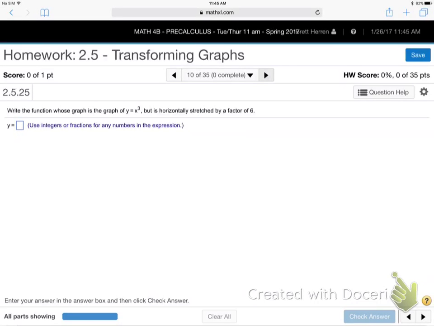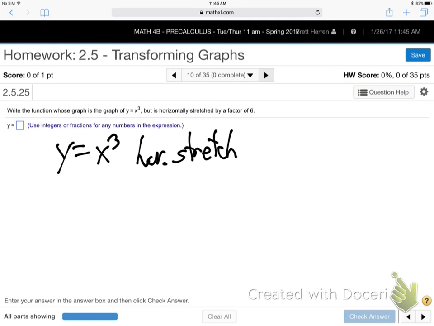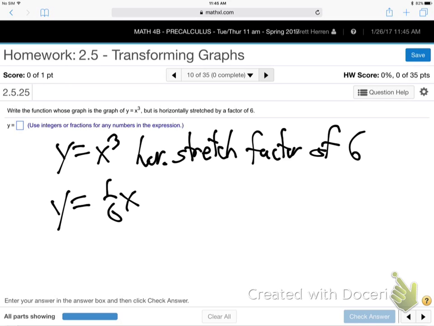All right. Okay, so try this one. Y equals X cubed horizontally stretched by a factor of 6. Let me give you a second. Okay, so what's it going to be, guys? X to the third. 1/6 x to the third? Yeah, it's got to be like that, doesn't it? Good. Or it wouldn't be an x effect.